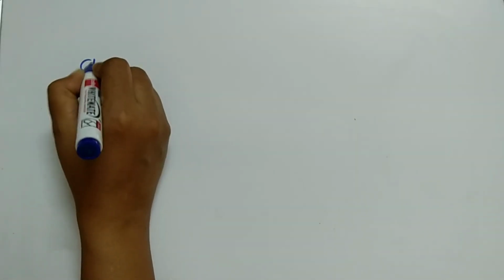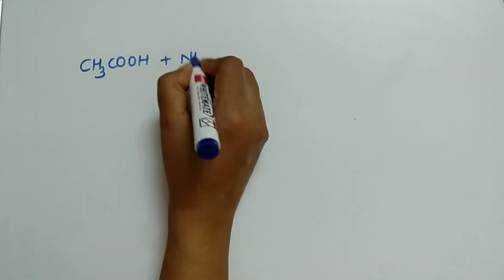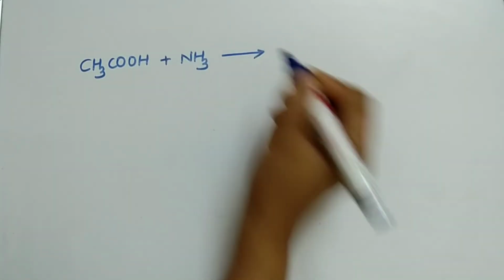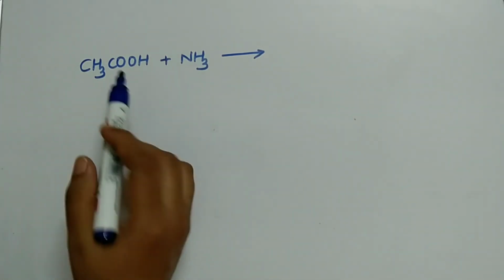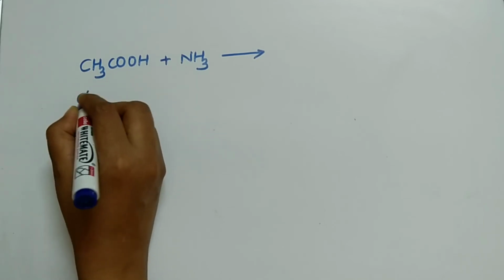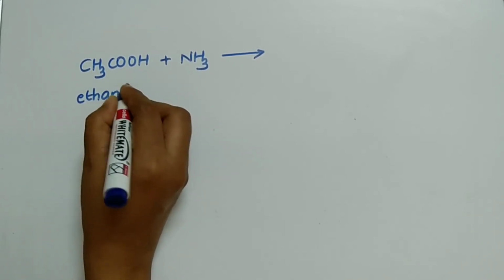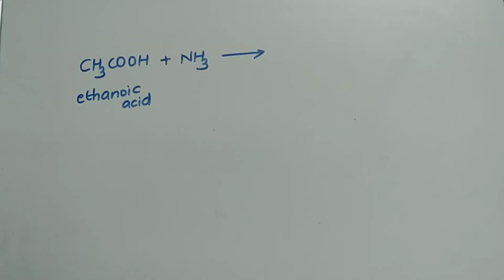So let's check the next reaction, that is CH3COOH treated with ammonia. When an acid is treated with ammonia, what is the product formed? Here I have taken an example, ethanoic acid, 2 carbons are there, the common name is acetic acid. It is treated with NH3, ammonia.